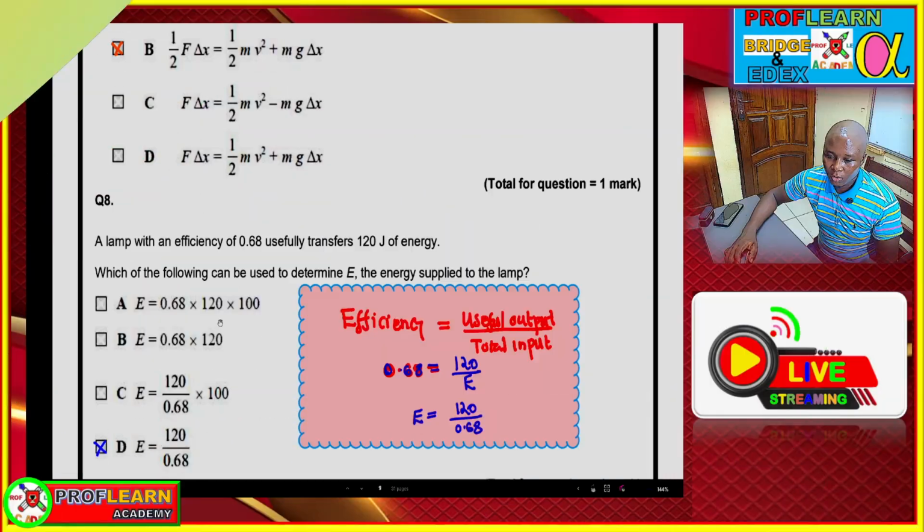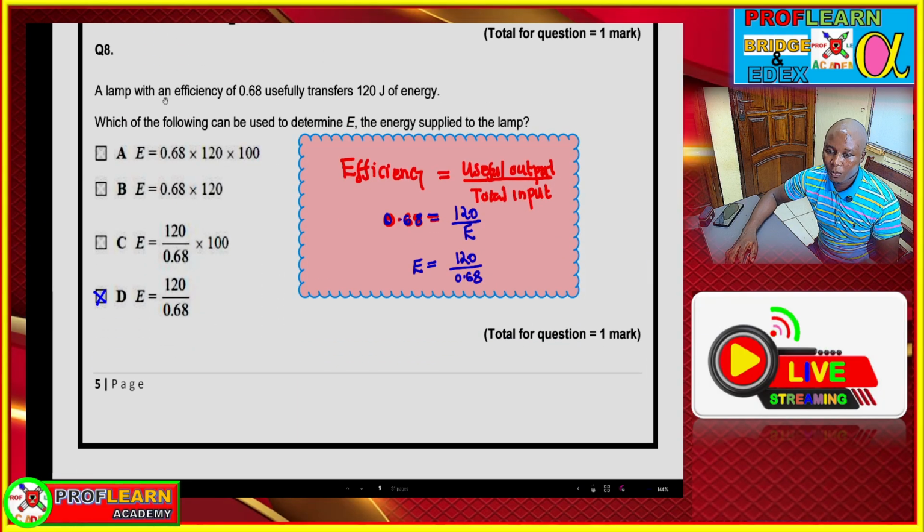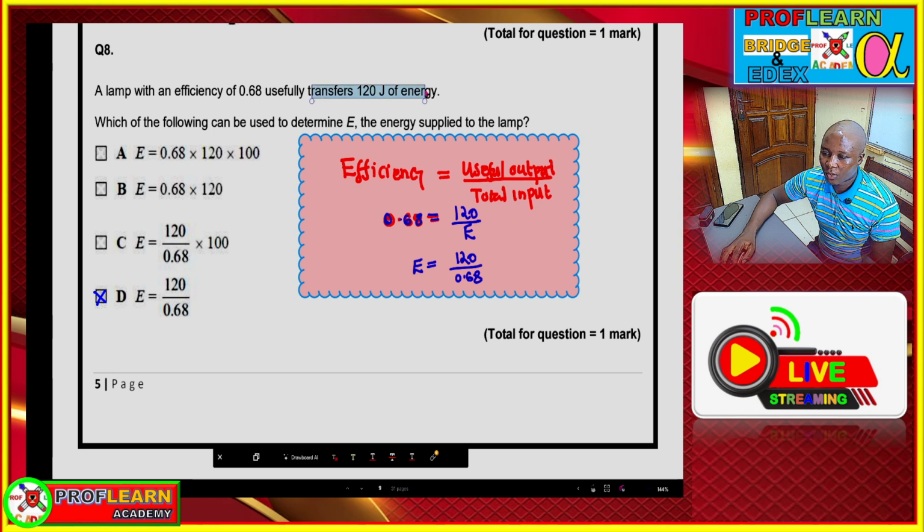Moving to question number 8. A lamp with efficiency 0.68. We know efficiency is useful output over total input, and this is the useful output energy there. Which of the following can be used to determine E, the energy supplied? We use 0.68, and remember, it's a ratio, not a percentage. So 0.68 equals 120 over E, and if you make E the subject, you're going to have our answer at D.